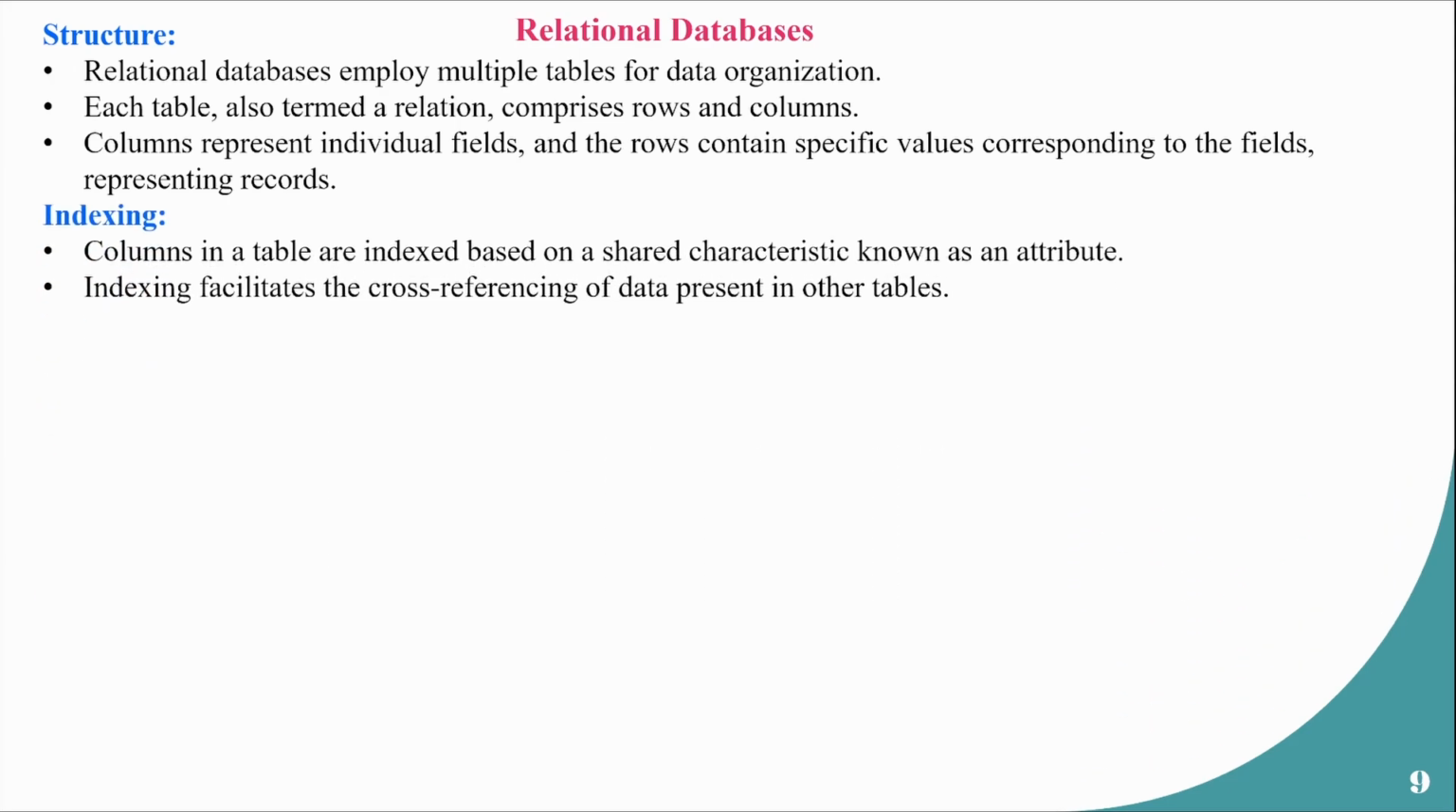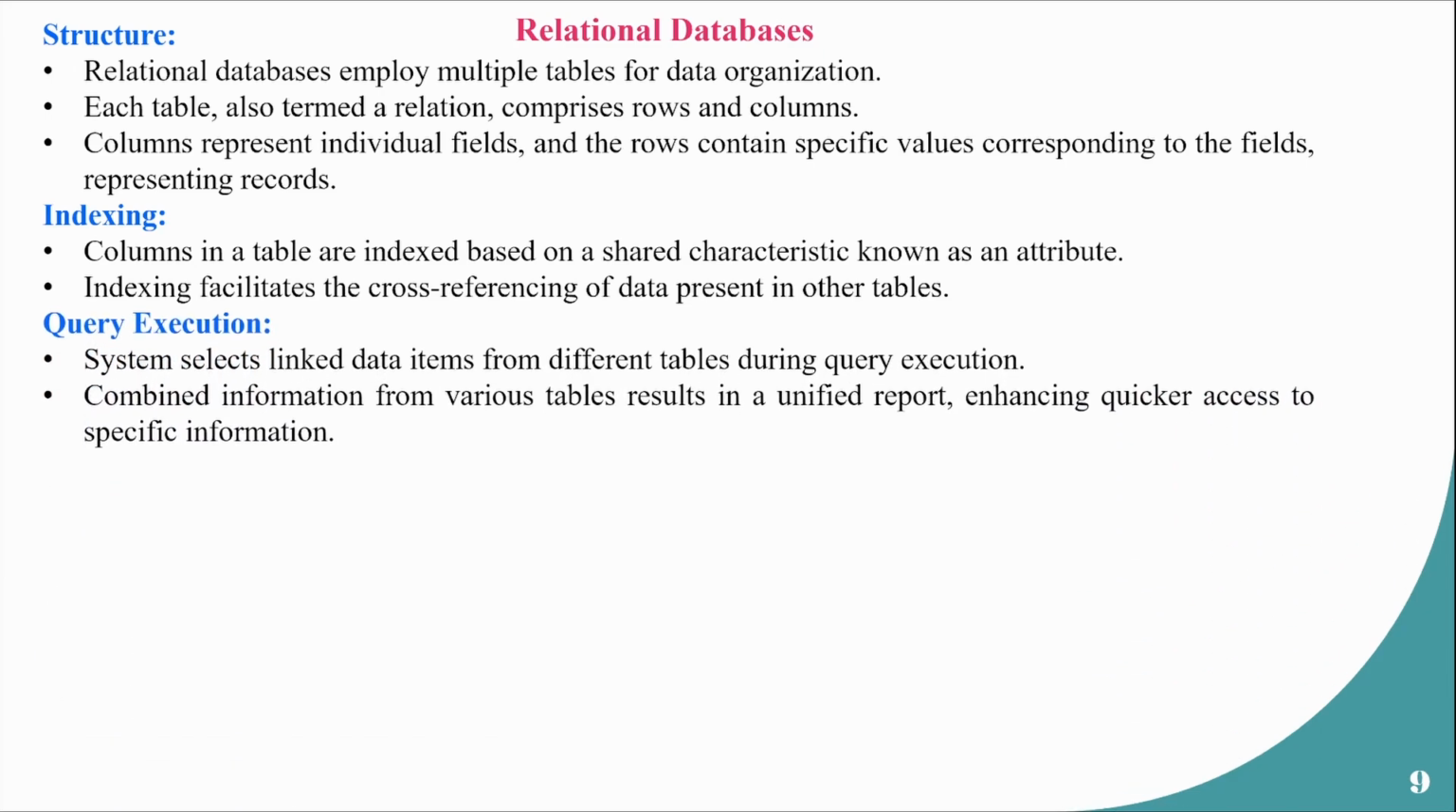Those are indexed based on shared characteristics that are called an attribute. So you can think of it as different tables connected by at least one common attribute so that you can facilitate faster search from one table to another. Indexing facilitates cross-referencing of data present in other tables, and the system selects linked data from different tables during the execution of the query. The combined information from all of the tables results in a unified report, right? And this basically allows faster access to the specific information.